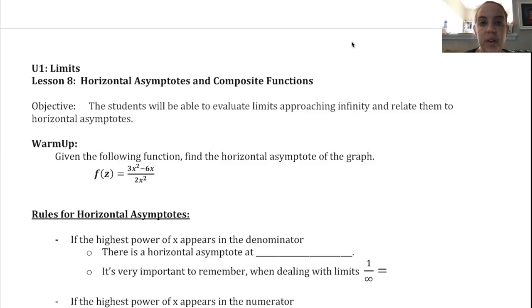Hello, calculus students. Today we're looking at lesson 8, which is horizontal asymptotes and composite functions. So we are going to be able to evaluate limits approaching infinity and relate them to horizontal asymptotes.